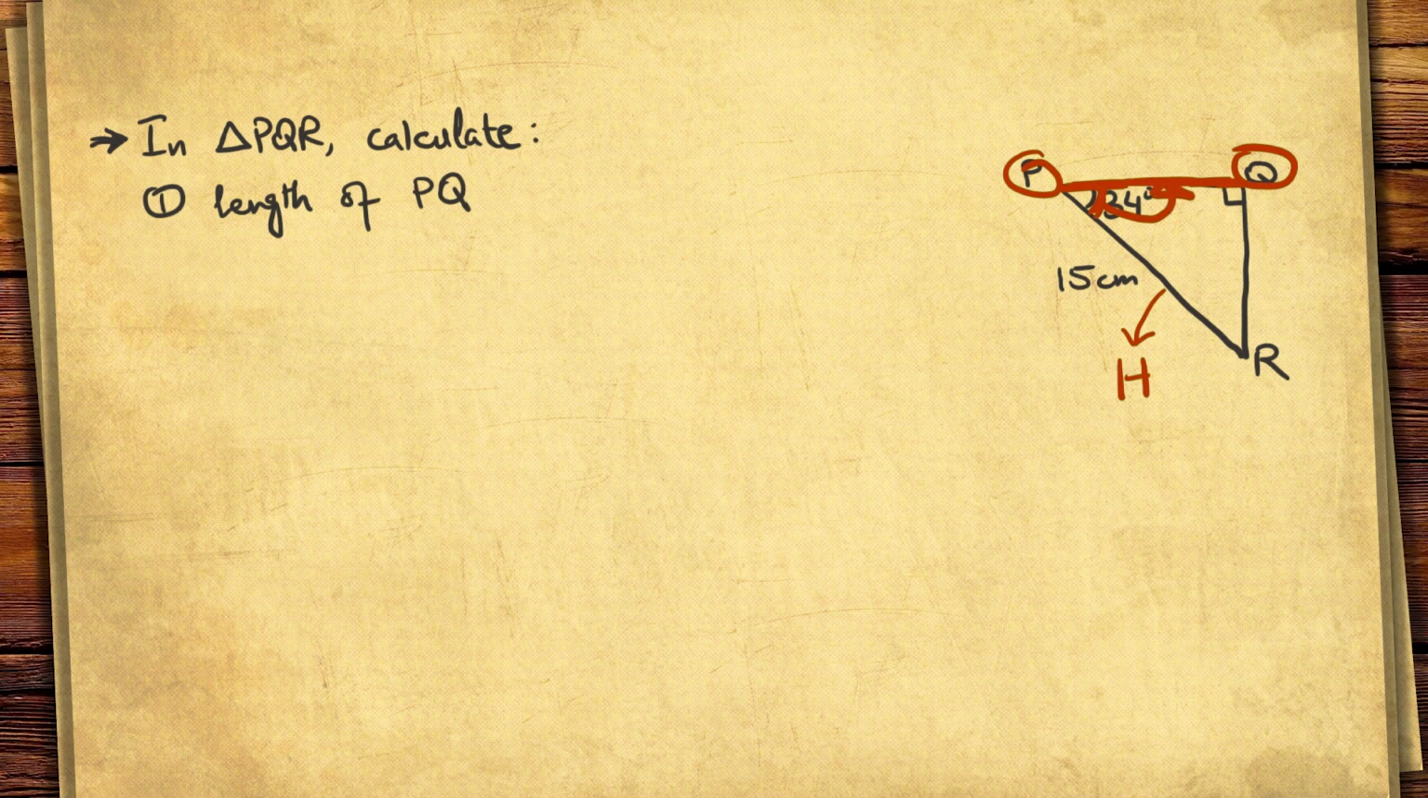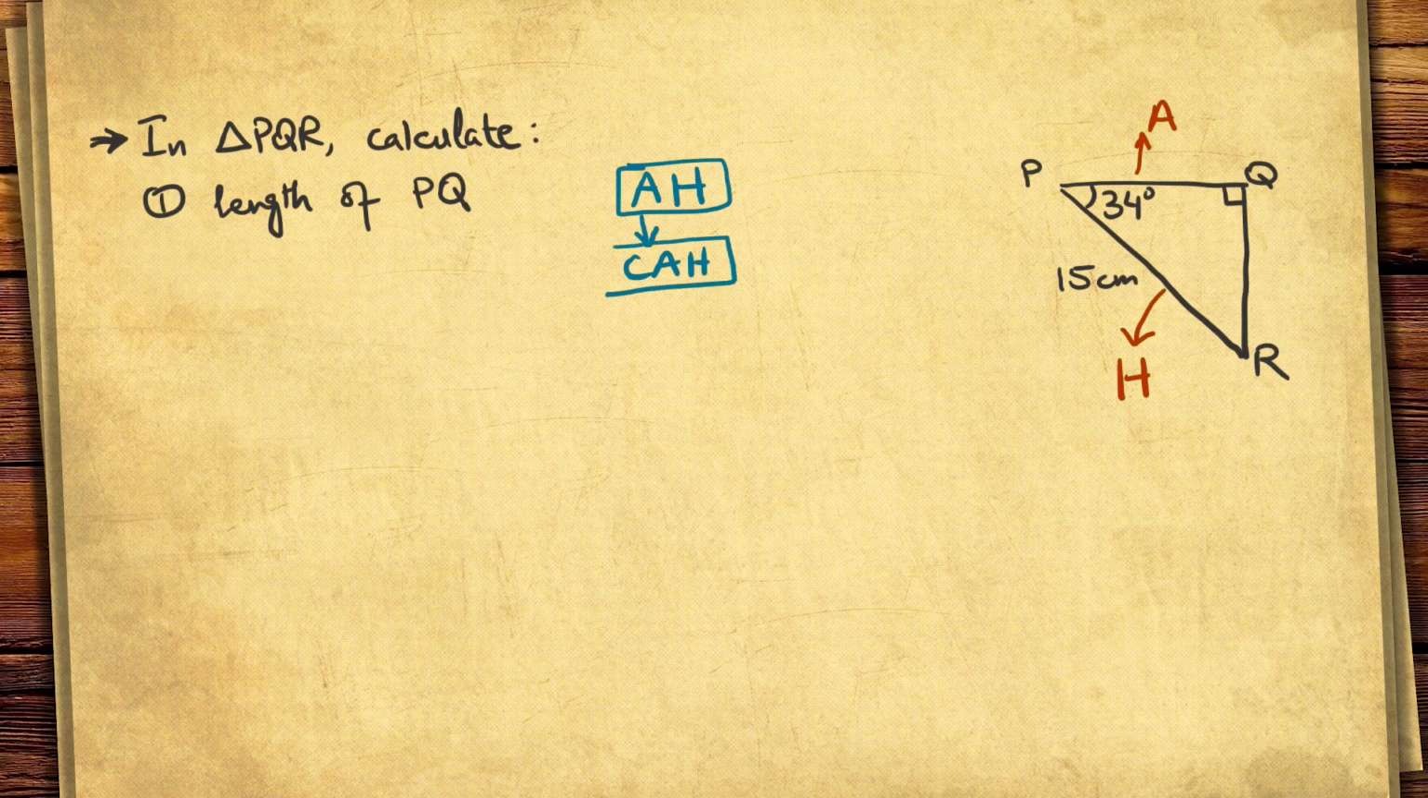Can you see this side is adjacent to the angle of 34 degrees? If we use the 34-degree angle, then the adjacent side to it is side PQ. So we mark it as A for adjacent. So we have to calculate the value of adjacent A, and we are given the value of the hypotenuse H. A and H. From SOHCAHTOA we see that A and H come together in cos. So we can use C equals A divided by H.